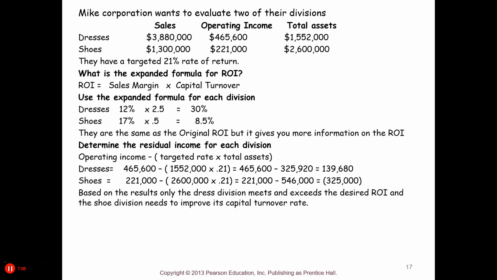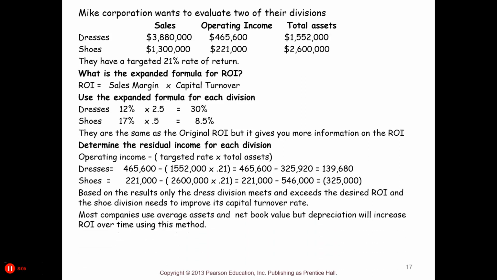So based on the results, only the dress division meets and exceeds the desired return on investment, and the shoe division needs to improve its capital turnover. And again, most companies use average assets and net book value, but depreciation, as it goes on over time, will increase return on investment, which kind of distorts the results.